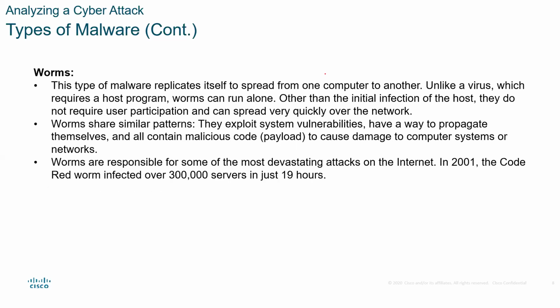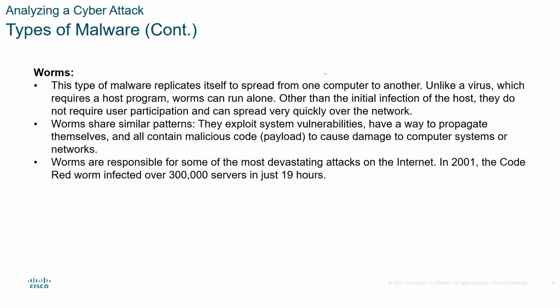And then we have worms. Worms, these types of malware replicate themselves to spread from one computer to another. Unlike a virus, which requires a host program, a worm can run alone. Other than the initial infection of the host, they do not even require any user participation and can spread even more quickly over the network than a virus.